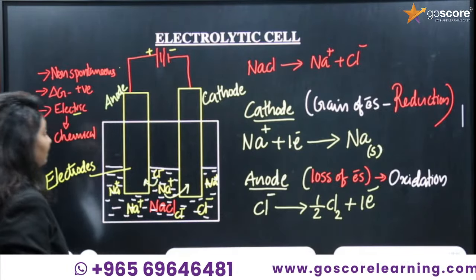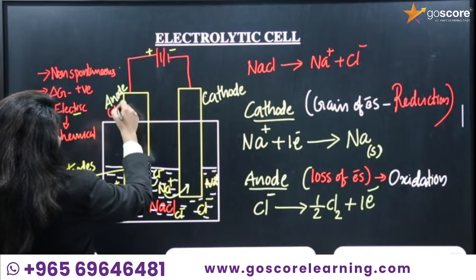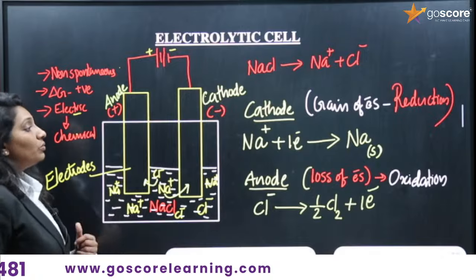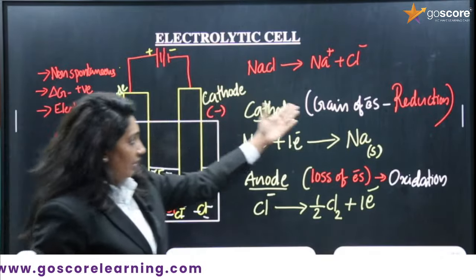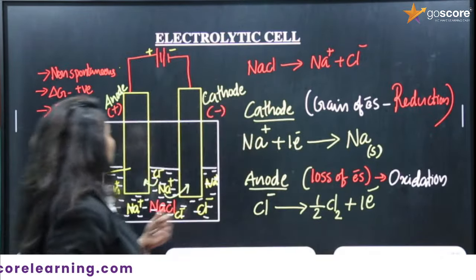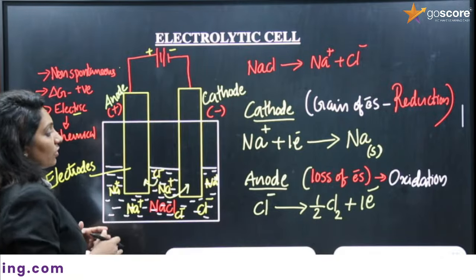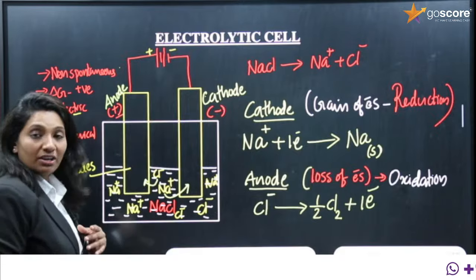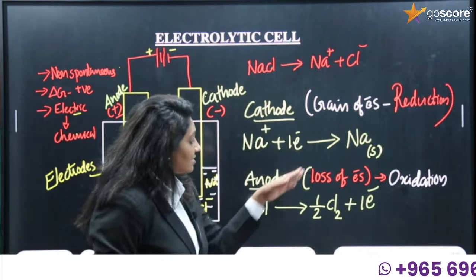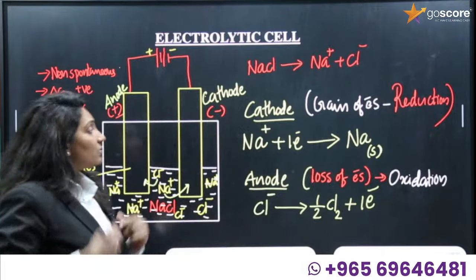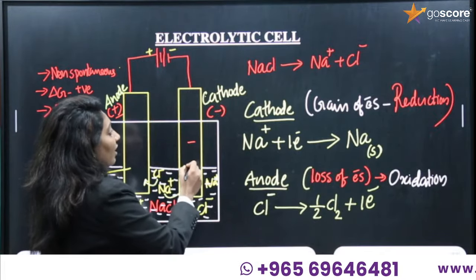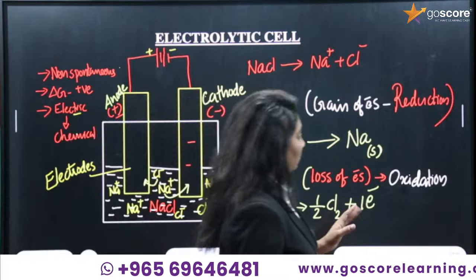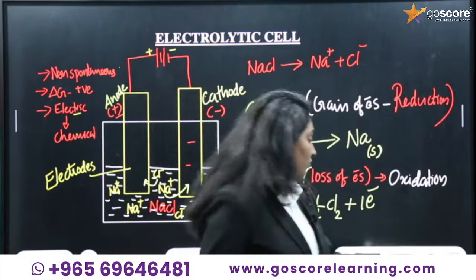So here the anode is connected to the positive and the cathode is connected to the negative. At the anode, the loss of electrons is taking place. Loss of electrons means there will be a deficiency of electrons, so it has a positive charge. At the cathode, there is gaining of electrons, so there will be more electron cloud here. That means the cathode has a negative charge, right? So that is about the electrolytic cell.